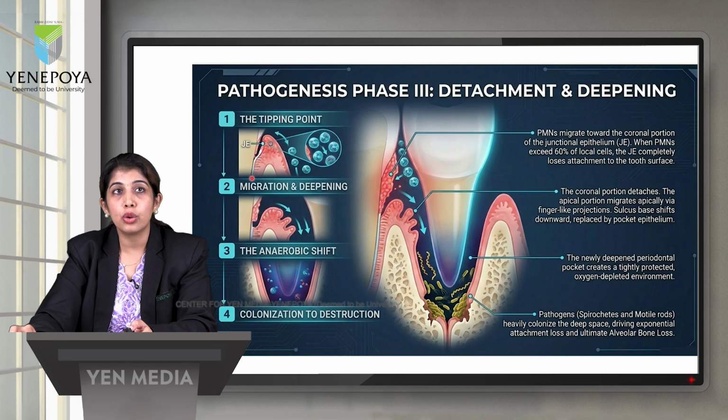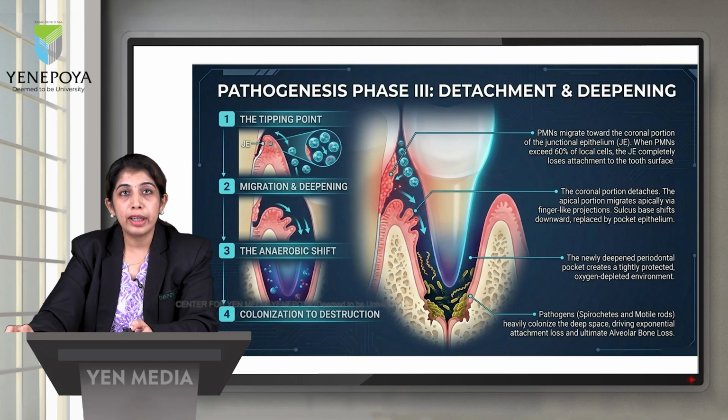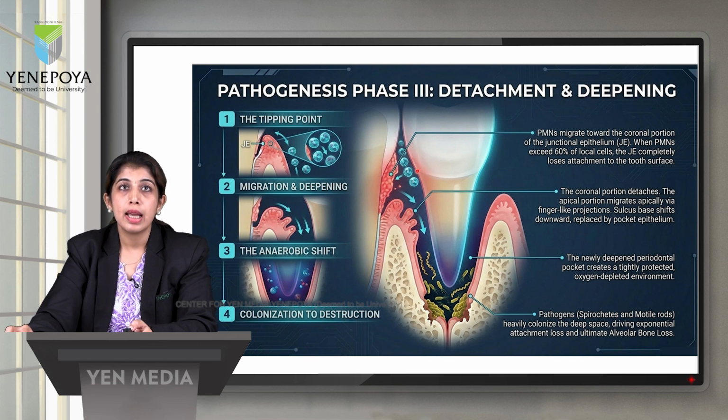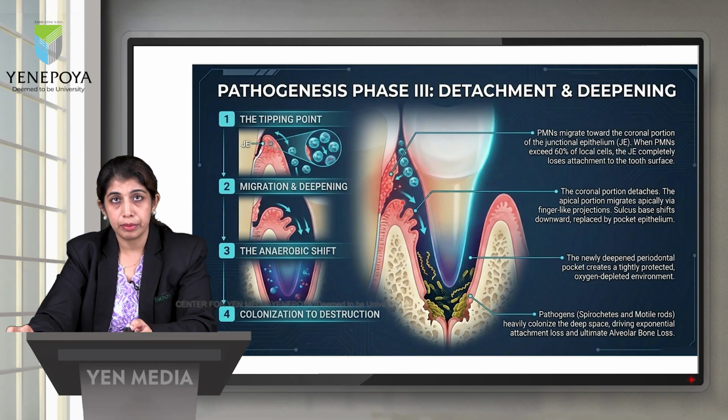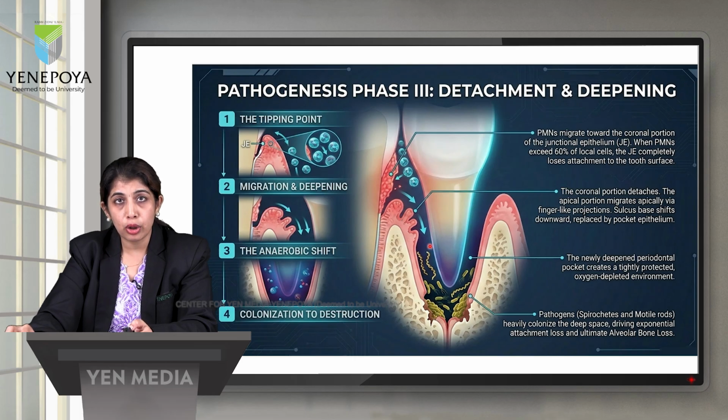Initially the coronal portion will detach, and then the apical portion will provide finger-like projections, and the sulcus basically shifts downwards, and the sulcular epithelium is slowly replaced by a heavily, densely infiltrated pocket epithelium. So then there is a deepened periodontal pocket.